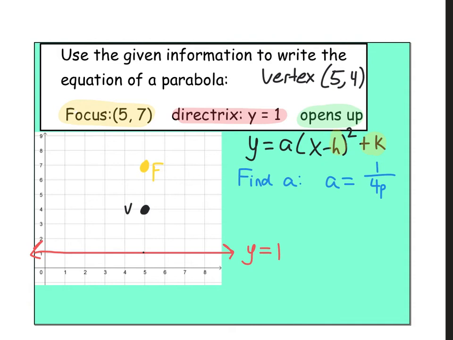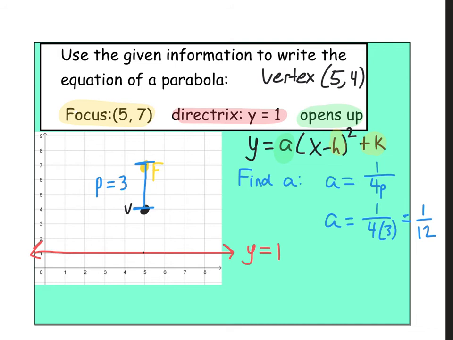P is the focal length. It's the distance from the vertex to the focus. In this case, that distance is 3 units. That's the value for p, the focal length. So the a value is going to equal 1 over 4 times 3, which of course is just 1 over 12. That's our value for a. Let's mark that, the value for this a right there. Now we can put the whole equation together.